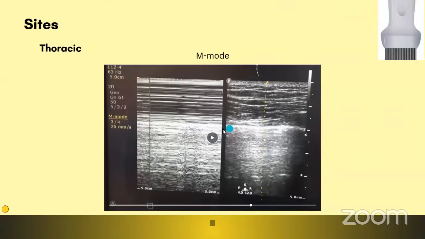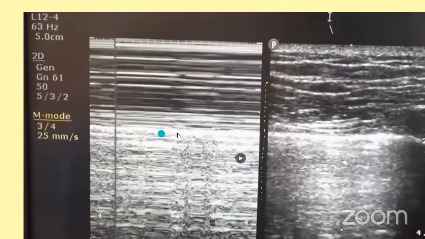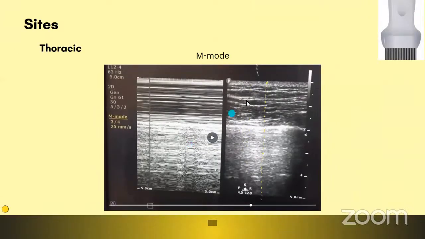Got it? Let me repeat again. M mode takes a series of one-dimensional images across the cross section to form a continuous 2D image. So in a normal patient, the lungs in M mode would show something called the seashore sign, which is a normal finding, again to emphasize it. Because we have other named signs too, which I'll be dealing with during the application part.